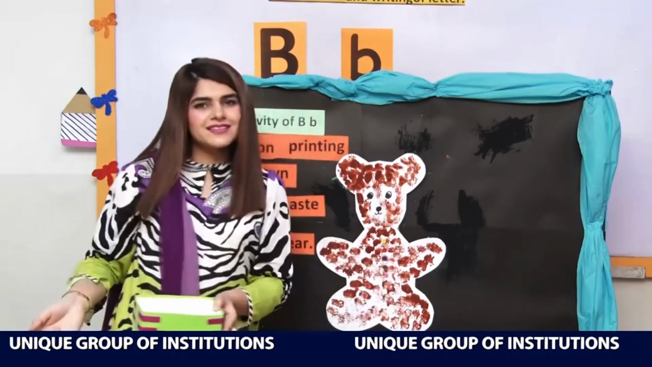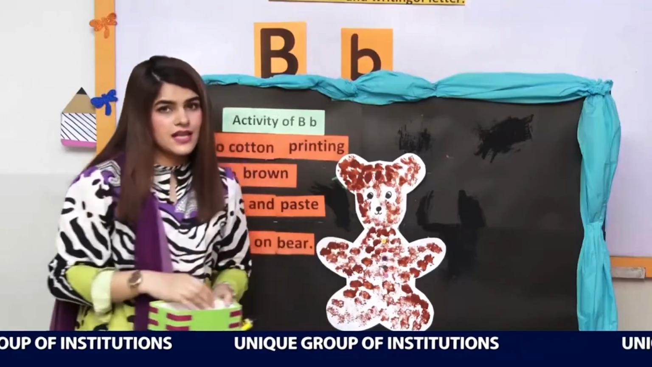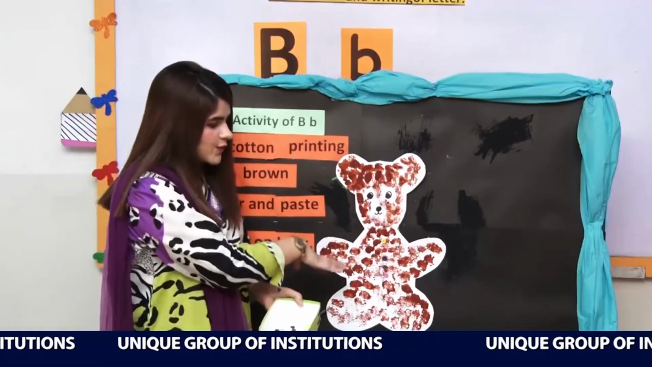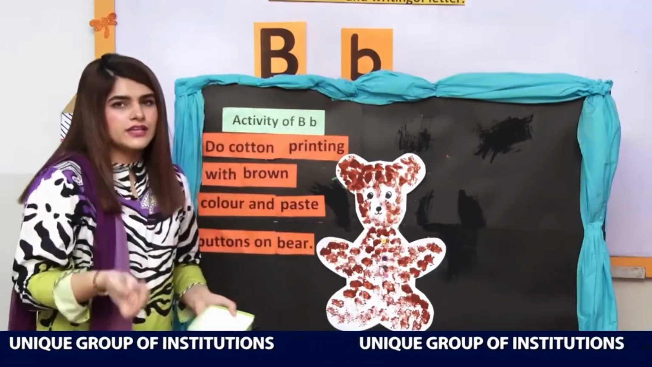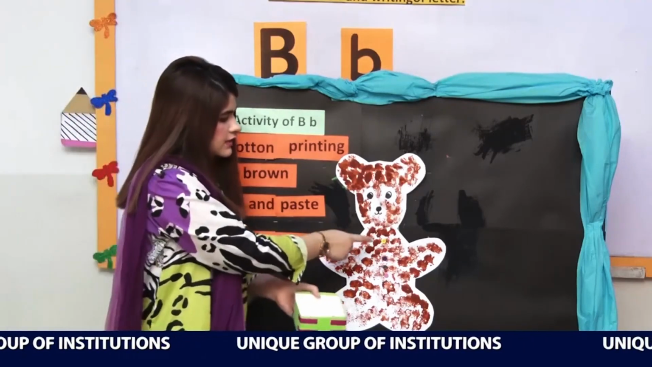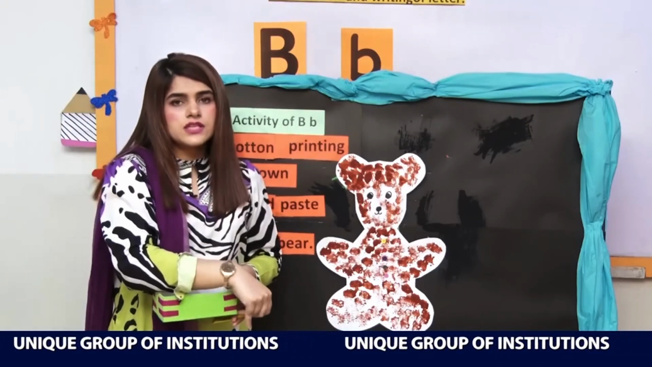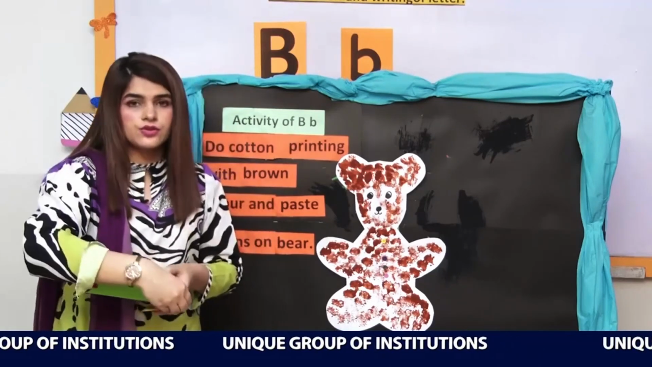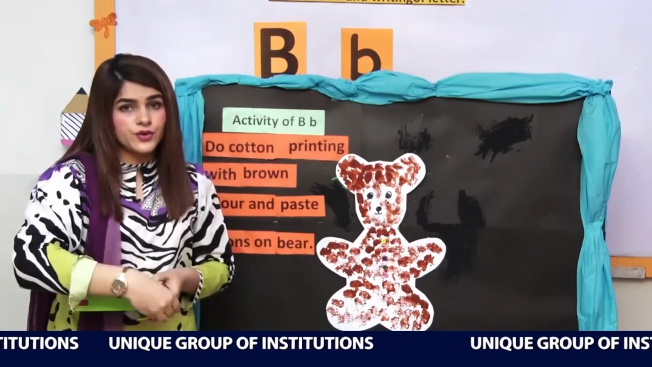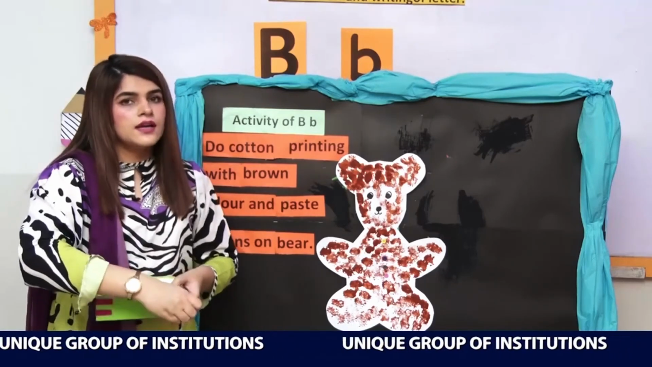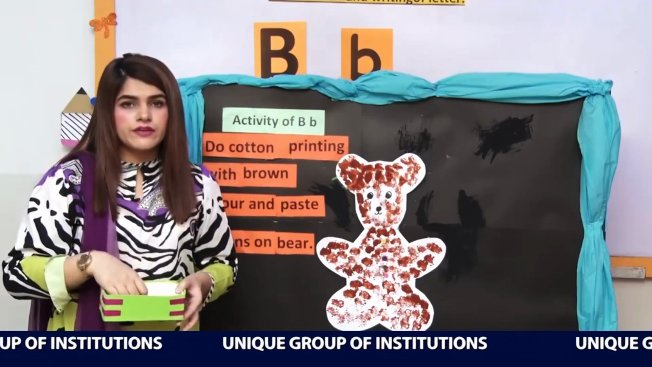Yay, we have done. The bear is looking so nice now and it looks so cute with the buttons now. We have done the cotton printing first, then we have pasted some buttons on the bear. This is a very easy activity. You can also do this activity at home or like any other activity at home. So you can enjoy the learning process of letter B.